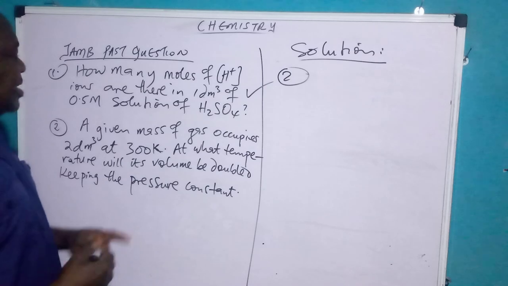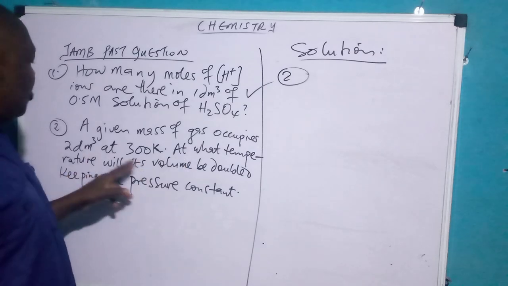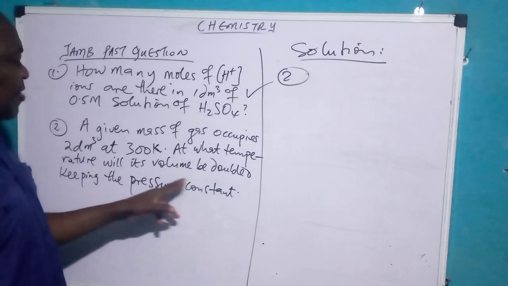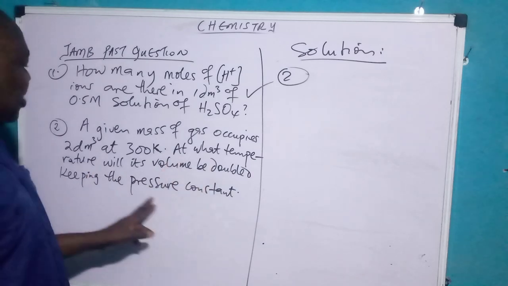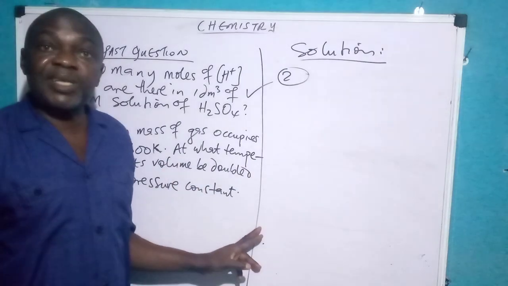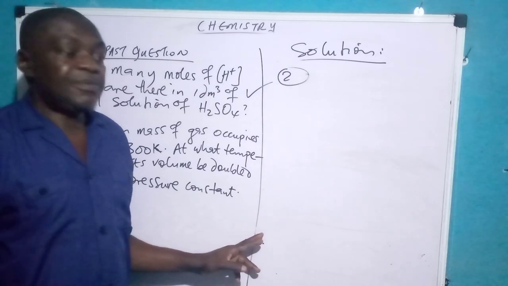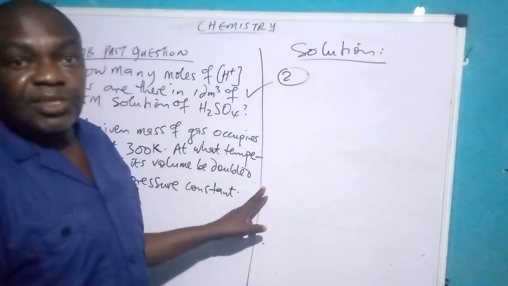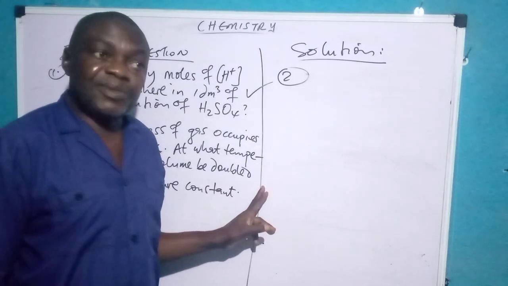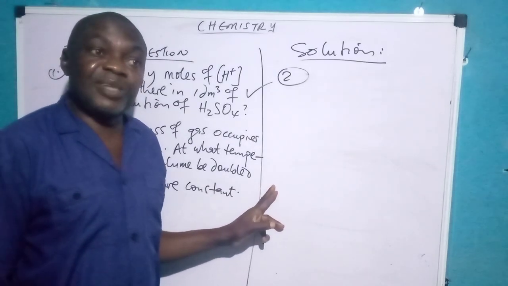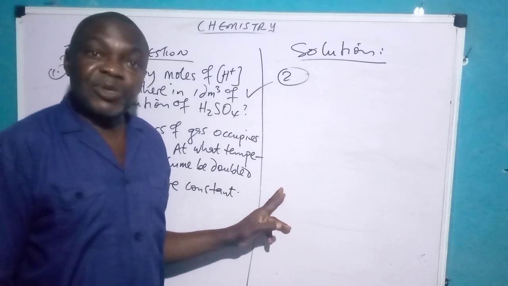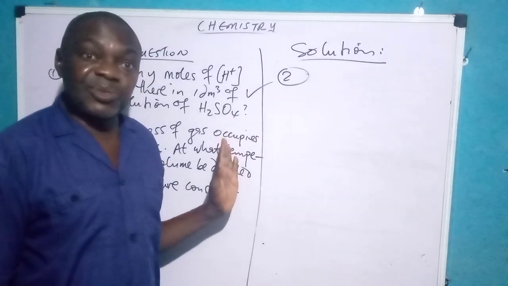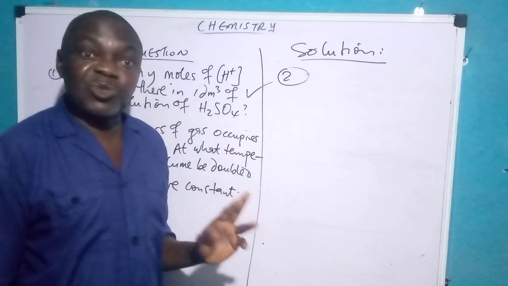A given mass of gas occupies 2 dm cube at 300 Kelvin. At what temperature will its volume be doubled, keeping the pressure constant? Remember, once the pressure is constant, the law you are going to use, let's take the 2 laws so that you remember. The first law is Boyle's law. Boyle's law states that the volume of a given mass of gas is inversely proportional to its pressure if temperature is kept constant. So it's not applicable to this. P1 V1 equals P2 V2 cannot be used.